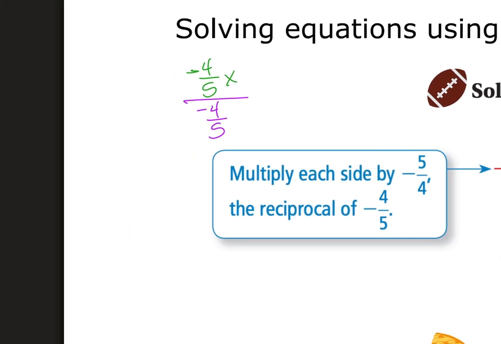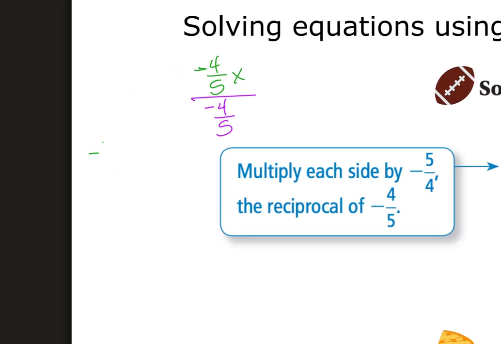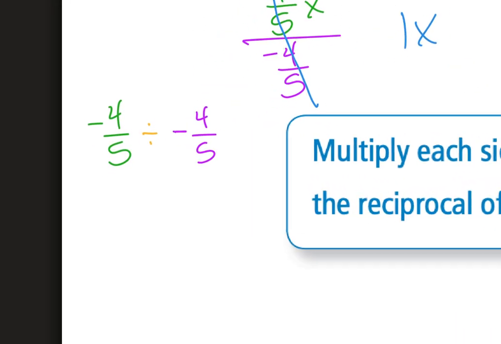But now we're dividing by fractions. So, okay, well, that's okay. Negative 4/5 divided by negative 4/5. Now, this part is actually not that bad, because negative 4/5 divided by negative 4/5 is just going to be 1, right? Anytime you divide a number by itself, you would just get 1. But let me show you a little bit why that happens, okay?